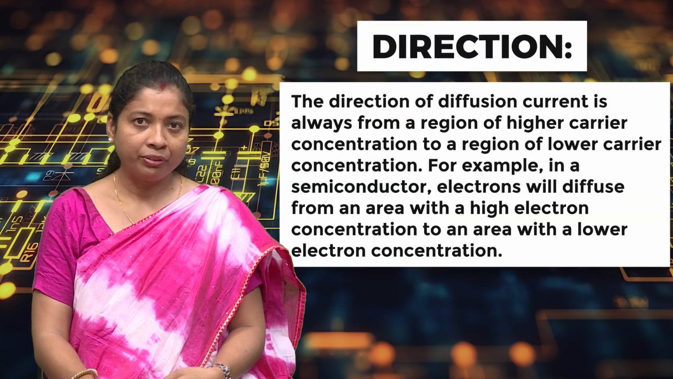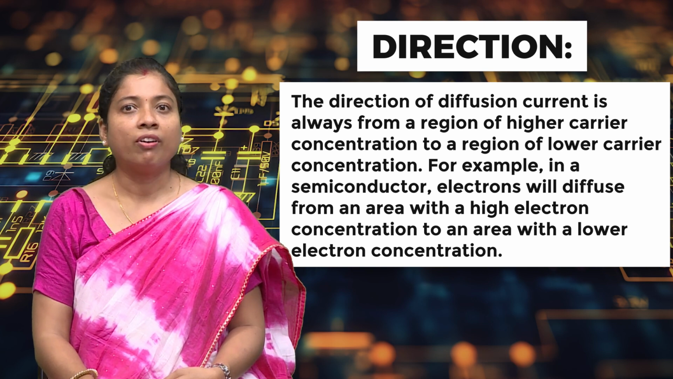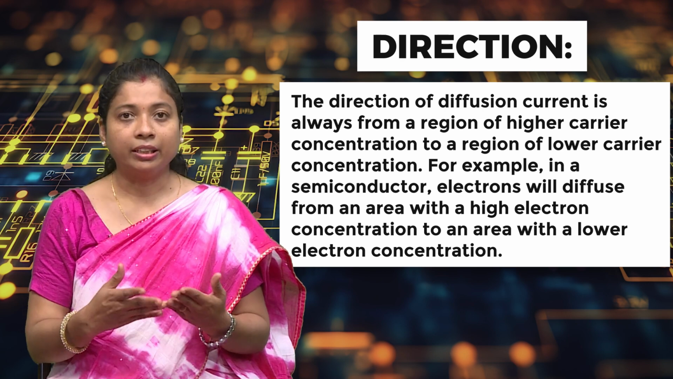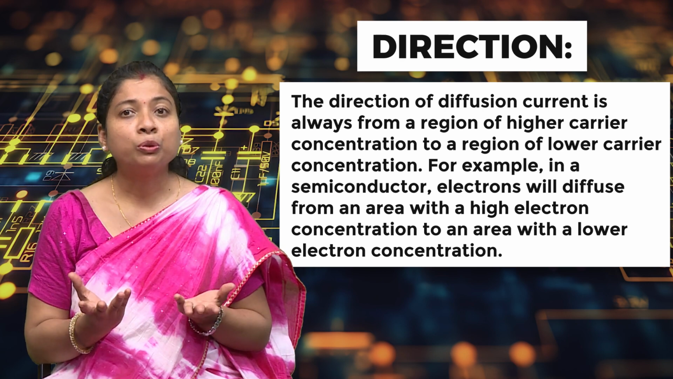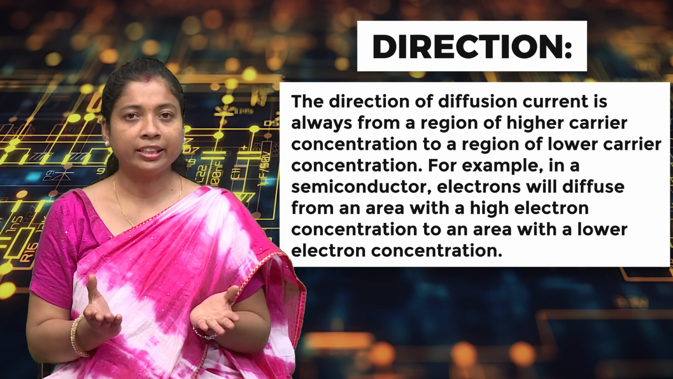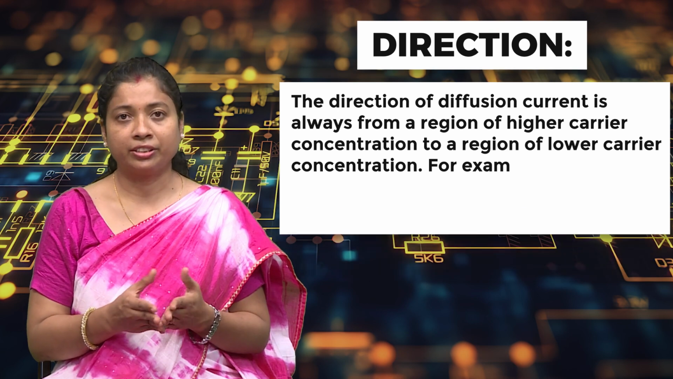Second one is the direction. The direction of the diffusion current is always from a region of higher carrier concentration to a region of lower carrier concentration. For example, in a semiconductor, electrons will diffuse from an area with a high electron concentration to an area of lower electron concentration.